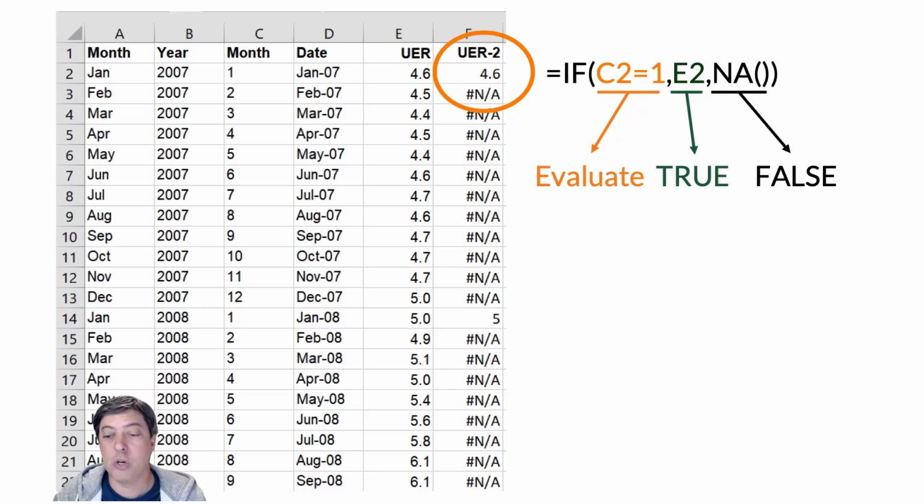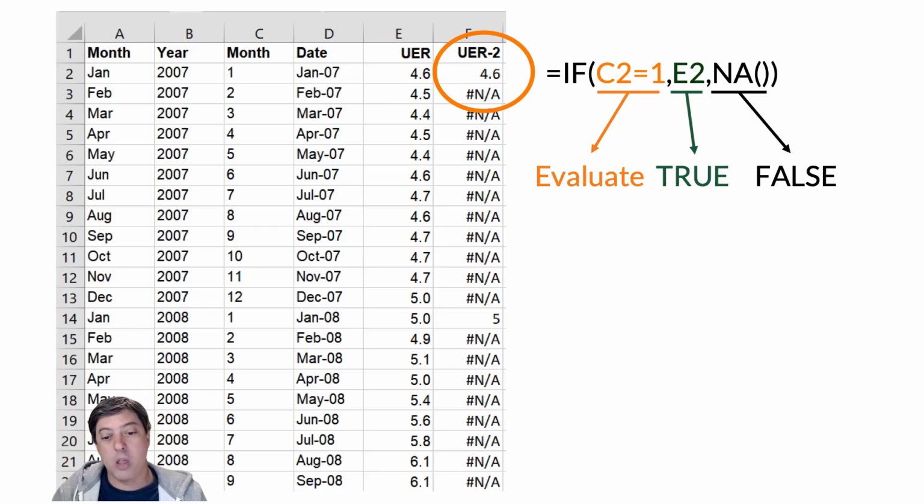If it's not true, if it's false, give me an NA. Here I've written it in the if statement as NA, open parentheses, close parentheses. And I'm going to copy that formula all the way down. So you can see here in row 2, I get 4.6%, the unemployment rate. In row 3, in February of 2007, the evaluation is false, and therefore I get an NA. You'll notice that Excel has rendered the false statement here as hashtag NA. Come back to that in a second.